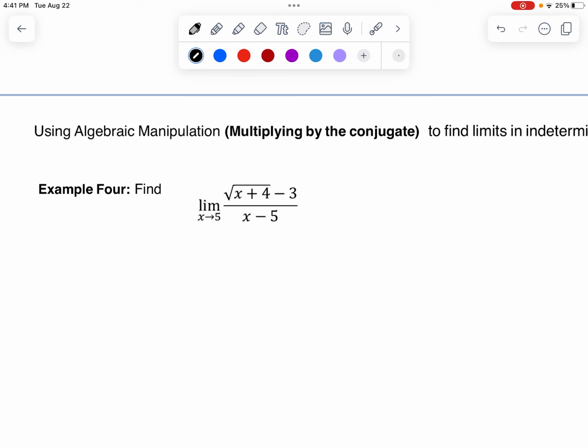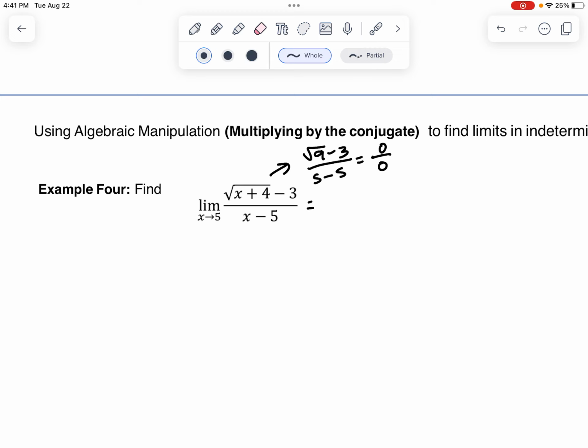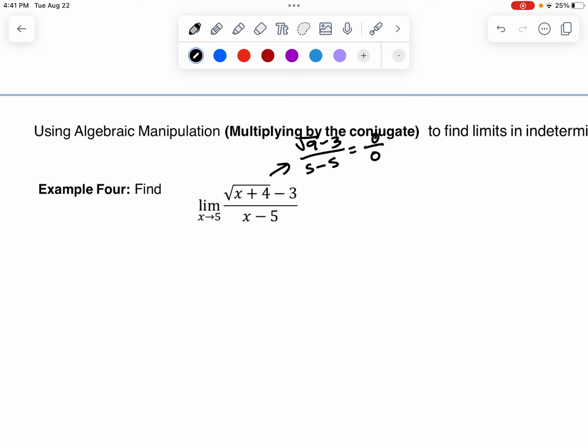And if I plug in 5 there, I'm going to get the square root of 9 minus 3 over 5 minus 5. The square root of 9 is 3. 3 minus 3 is 0. 5 minus 5 is 0. So this is an example of indeterminate form again. And so, because it's a square root, that's how I know to do this, I'm going to try to see if multiplying by the conjugate would help.